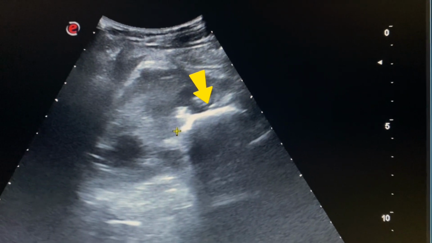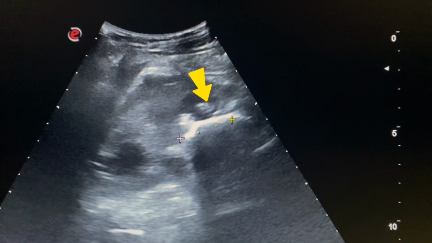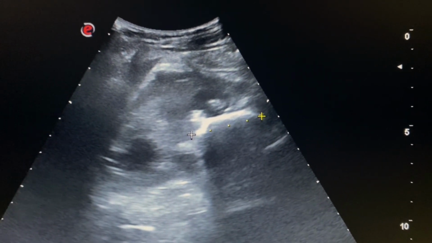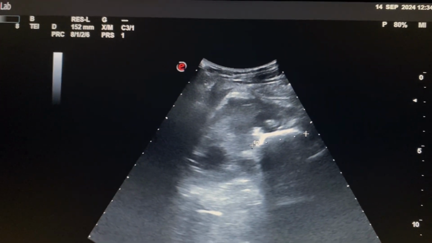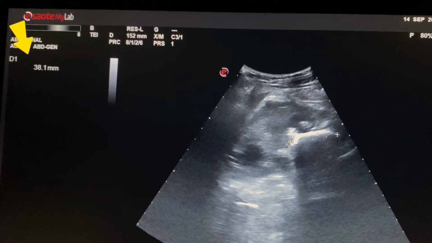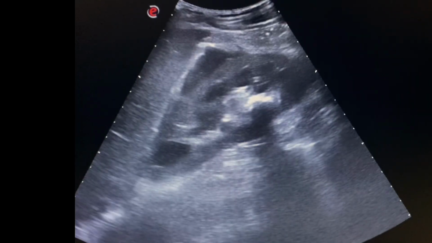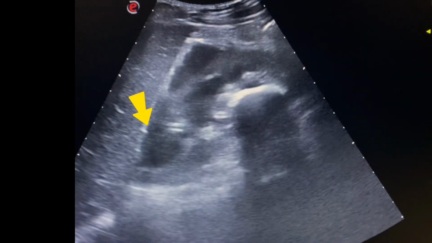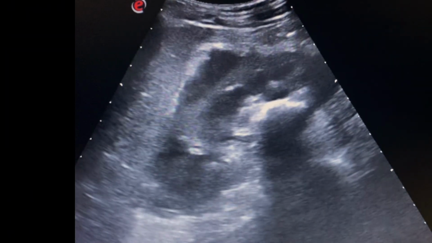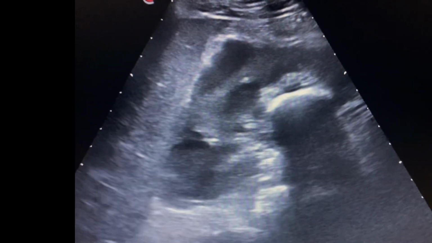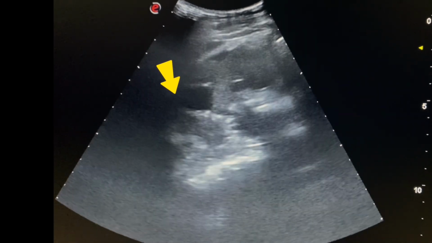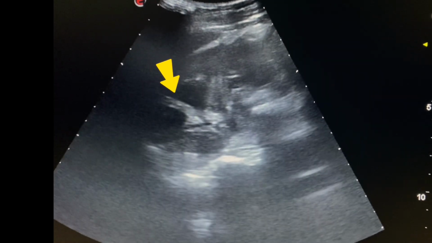Now we measure the size of the stone. The size of the stone is 38 millimeter or 3.8 centimeter. Here we see the well-defined polycystic lesion in the upper pole. There is also a dilatation of the major calyces.